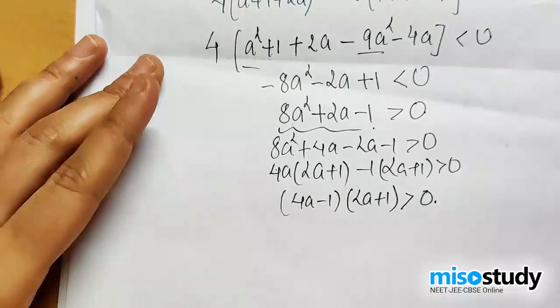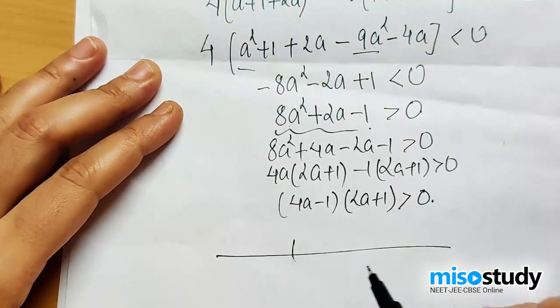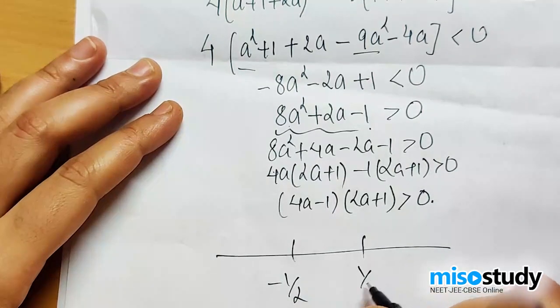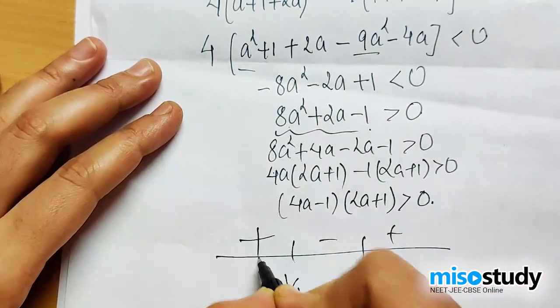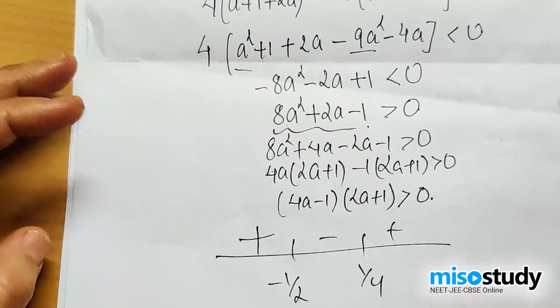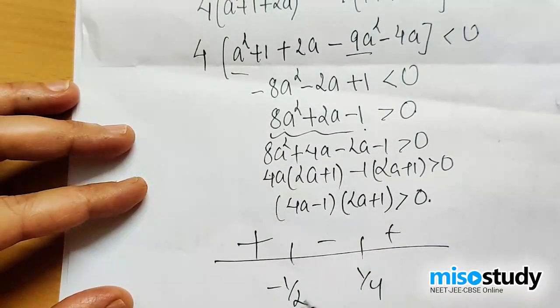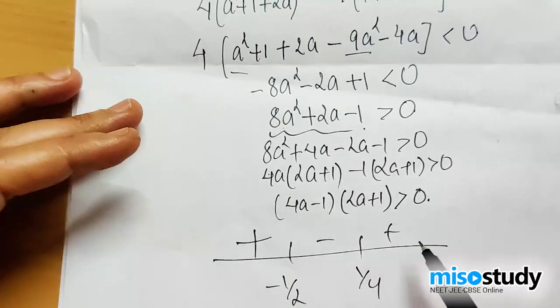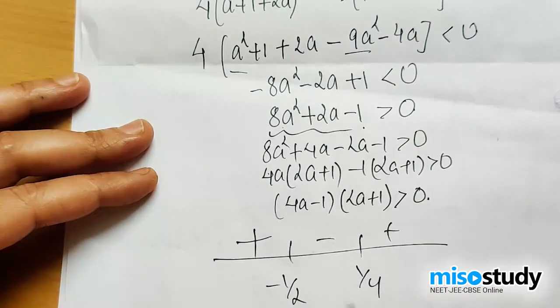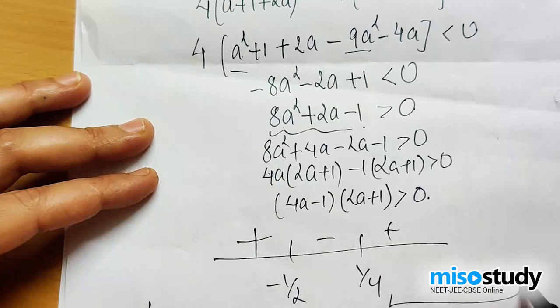Okay. Now let's make a wavy curve and find out the sign. Minus 1 by 2, 1 by 4 plus. I hope you know this wavy curve and I don't need to explain it to you in detail. So 1 by 4 and minus half: plus, minus, plus. I am looking for the positive outcome, so that means this and this are my favorable ones.